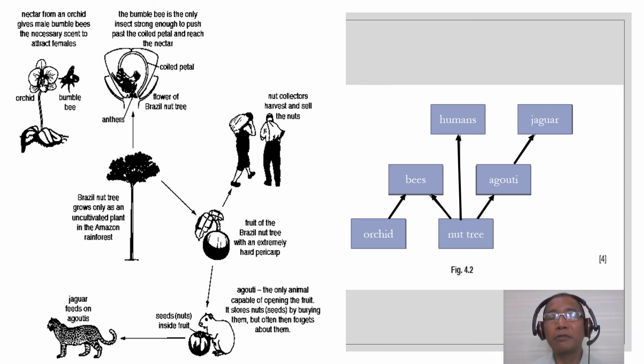Here is our answer for figure 4.2. The lower line are orchid and Brazil nut tree. So you can see that the orchid goes to the bee, while the nut tree goes to the bee as well as to humans as well as to agouti, while the agouti goes to the jaguar. It means where the arrowhead is pointing, those are the organisms that eat this organism. So this is an eat and eaten relationship in the ecosystem.